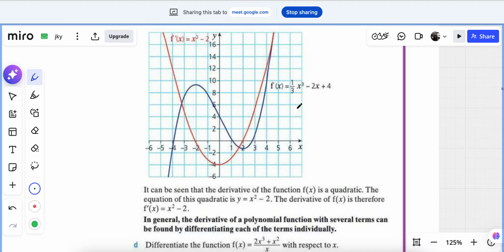Okay, let's differentiate this one. dy over dx, which you can write as f prime of x. It's the same as dy over dx.